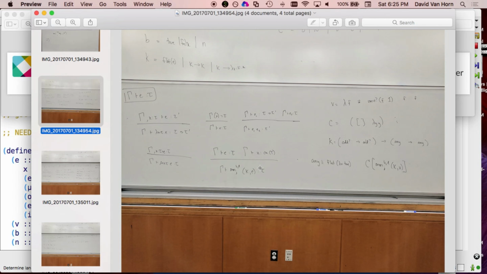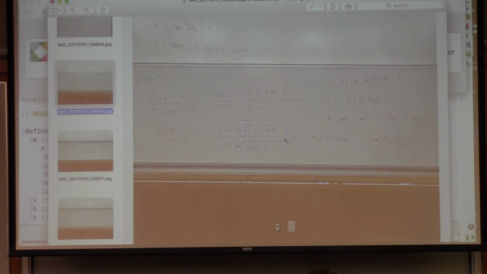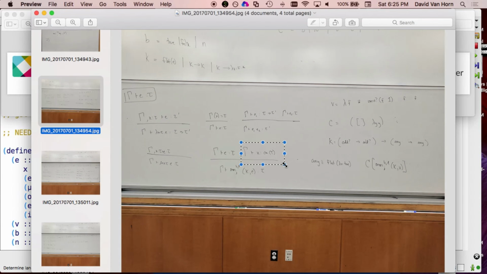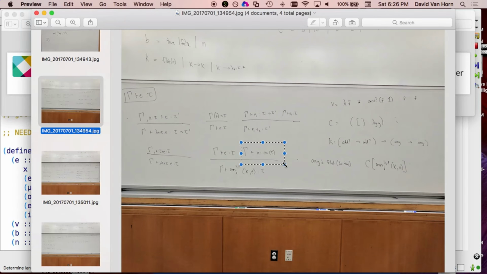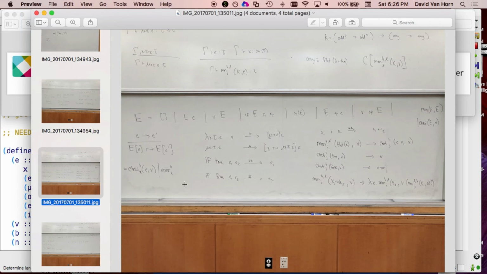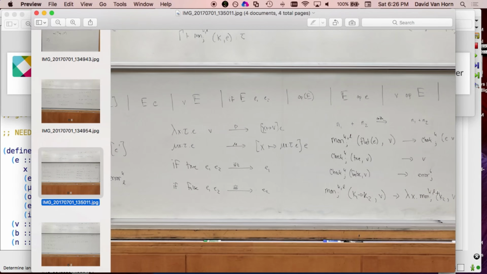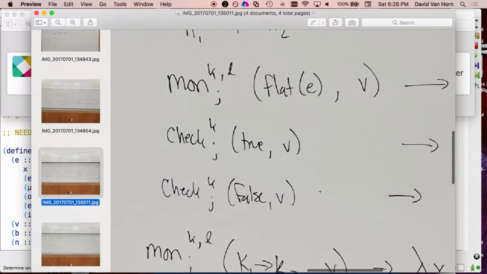Where is it? Right here, notice that he is inductively referring to a judgment on contracts, and contracts are not expressions. So I caught that, and I pointed out while he was talking that he left off some type annotations in one place, but he actually left them off in another place that is a little more difficult to deal with. Let me see if I can enhance.